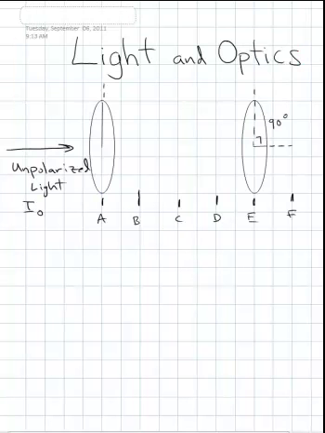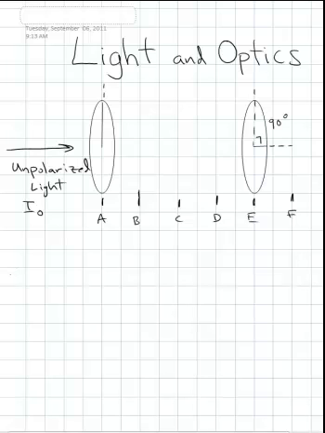In this situation, we have unpolarized light coming in from the left, and we have two polarizing filters. The first one is at position A, and it's oriented vertically, and the second one is at position E, and it's oriented 90 degrees with respect to the first one. So let's take a look.